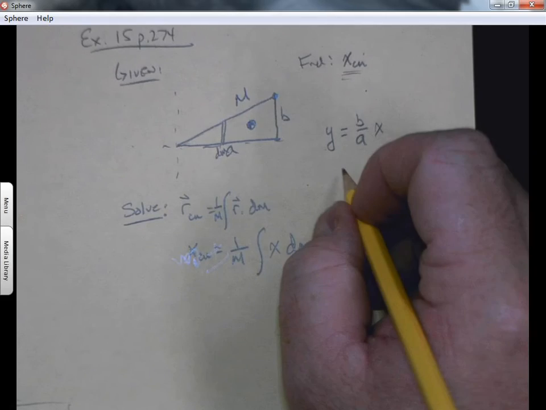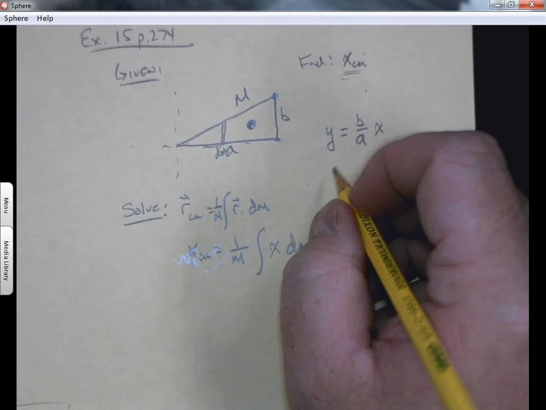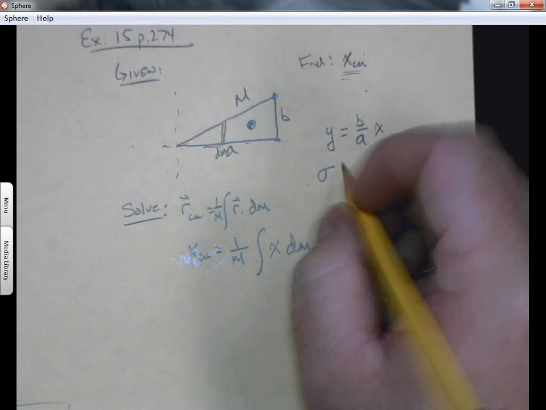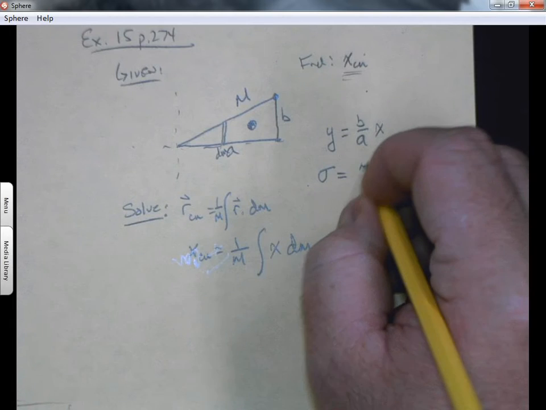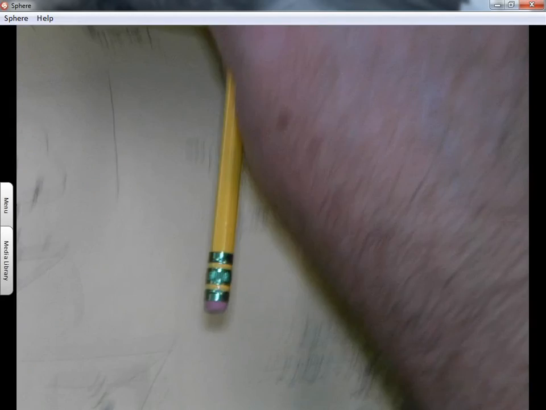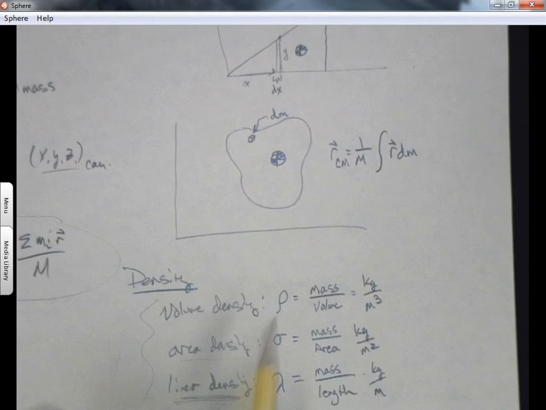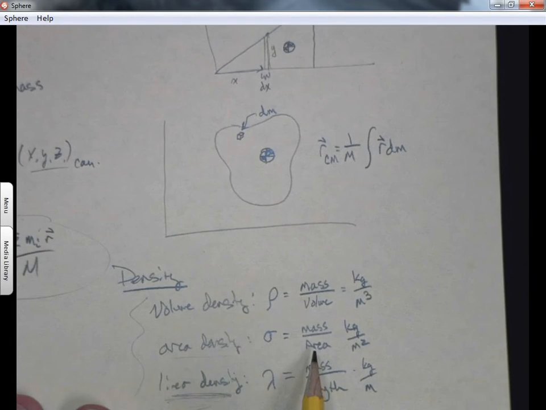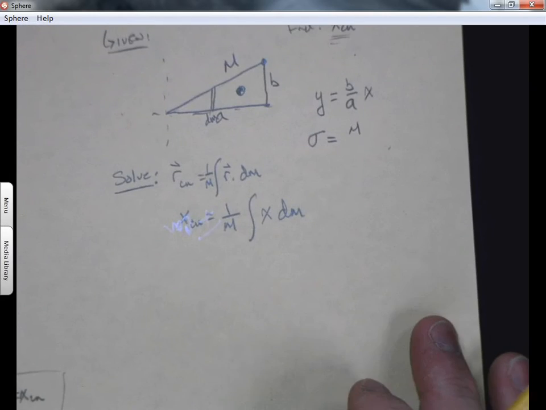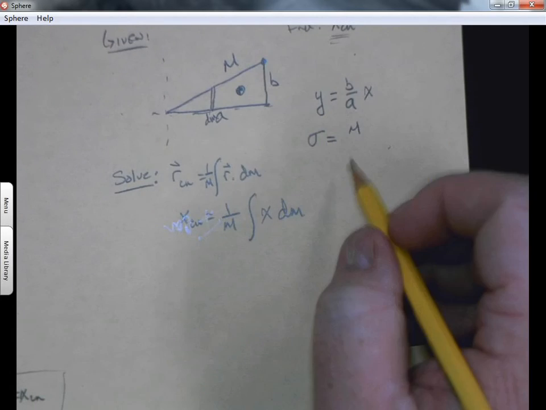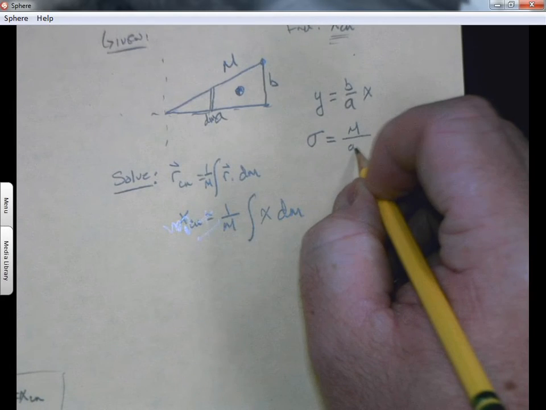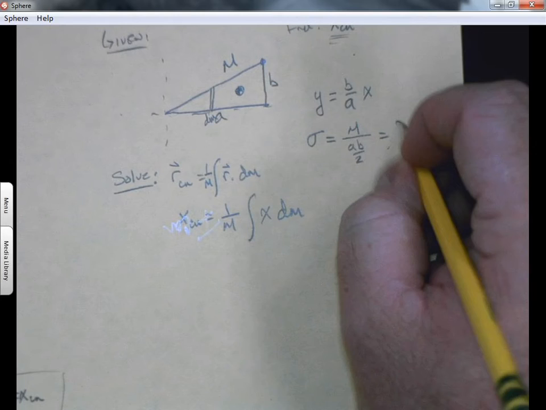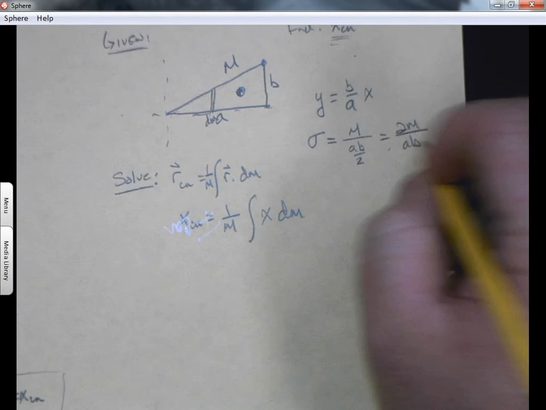So our sigma, which is our area density, because we're going to find the area of this, is going to equal the mass over the area, remember, back on the previous page. Area density is the mass divided by the area of our thing here. Well, what's the area of our triangle right here? It's going to be 1/2 a times b, so ab over 2. That's going to simplify to 2m over ab, and that's what our sigma equals.